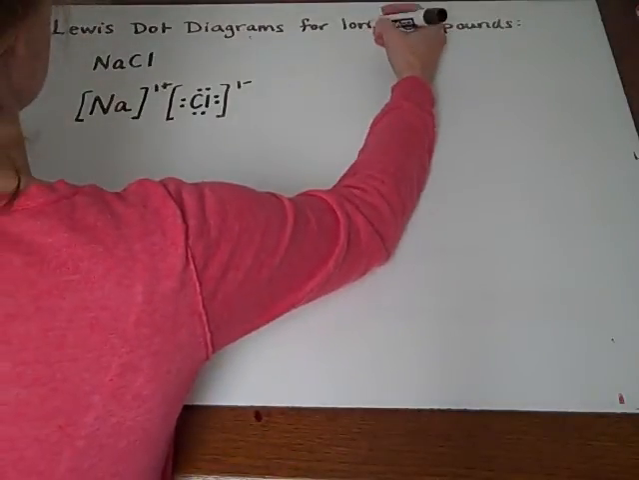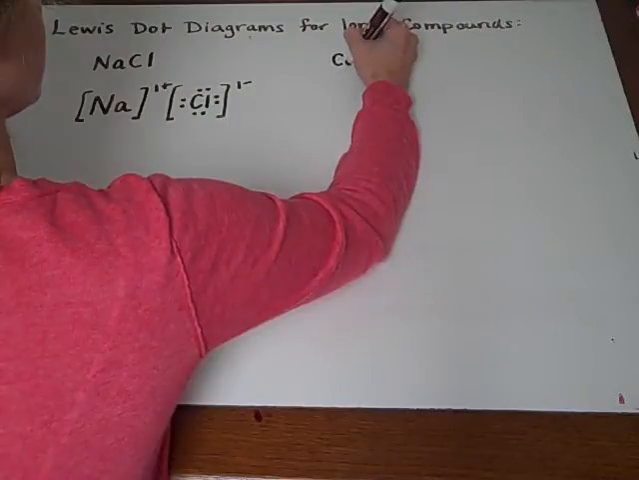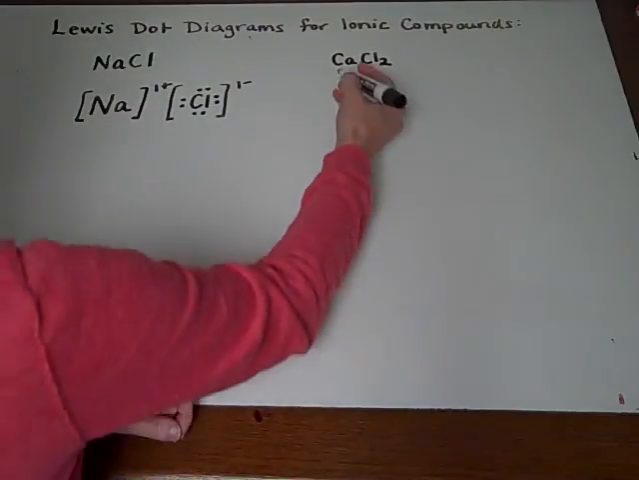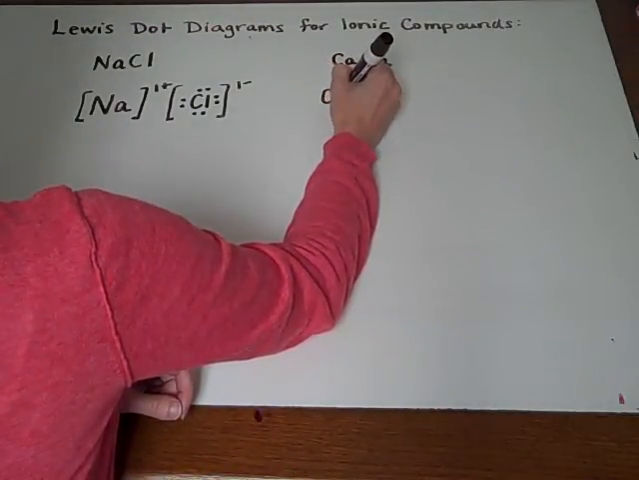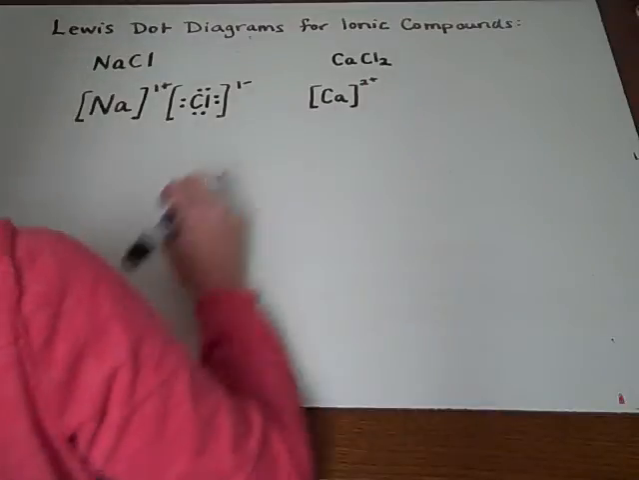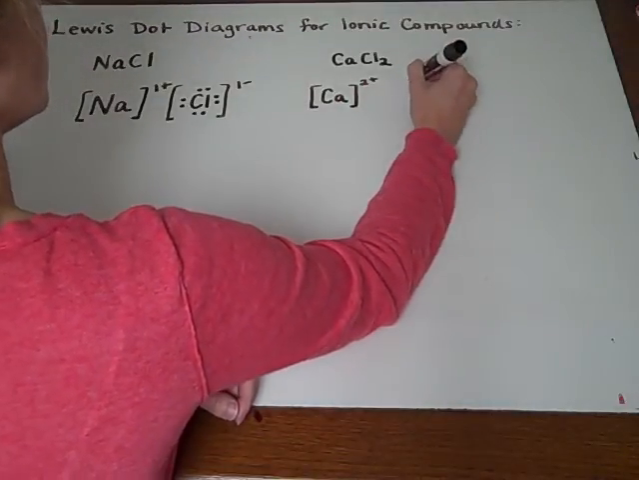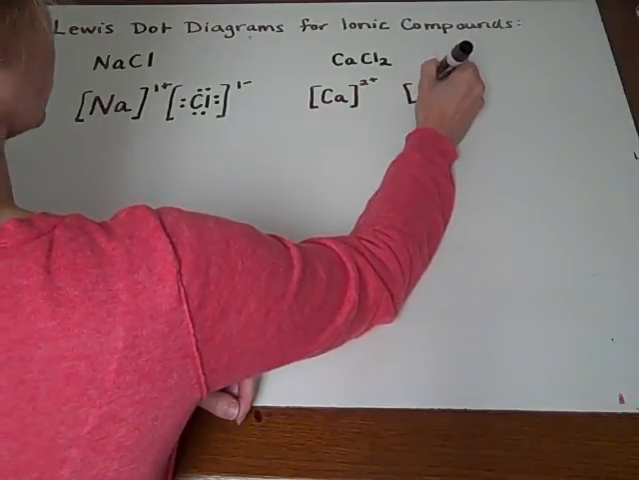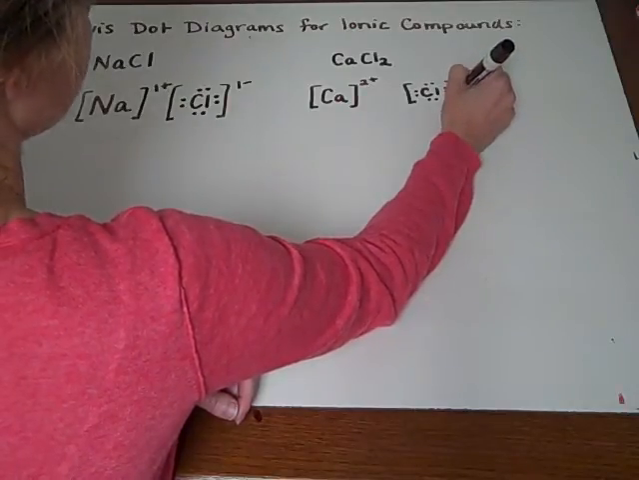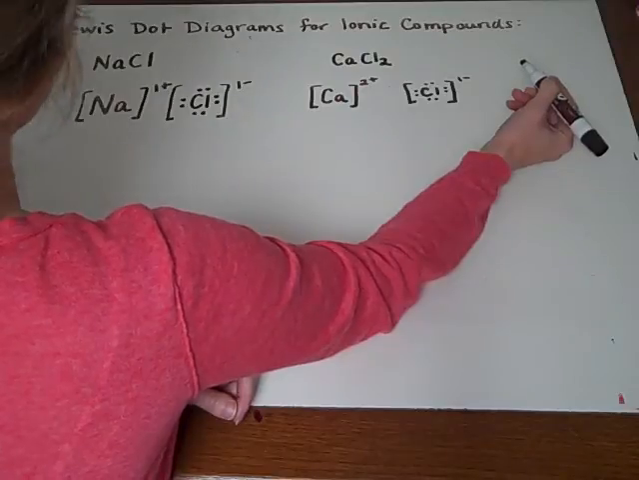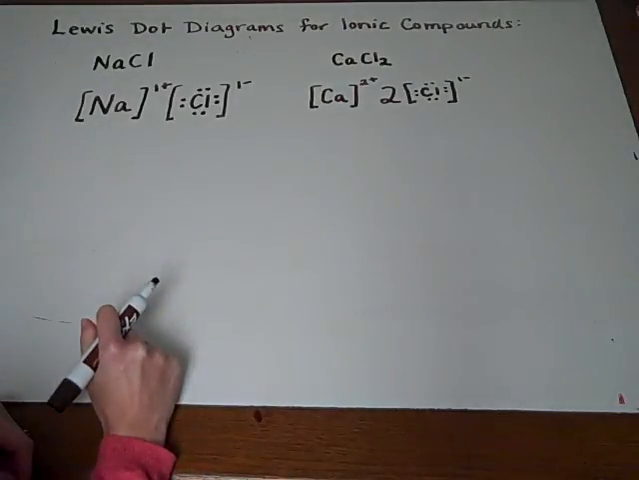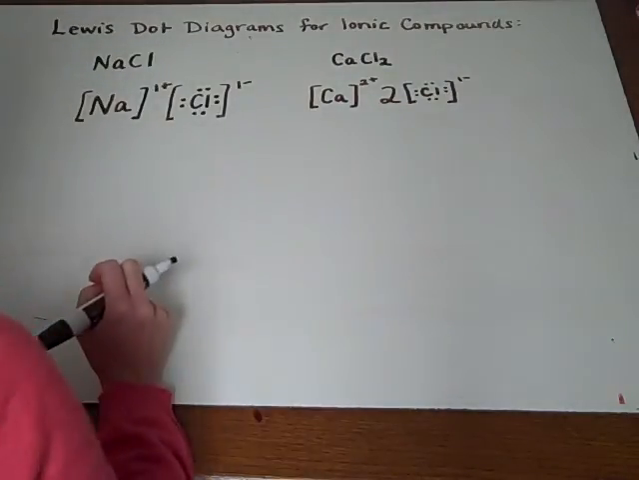Now let's look at CaCl2. What do I do when I have more than one of the ions? So let's look at this. Ca started with 2 electrons, right? Gave them away. So we put it in brackets. We write that now it's a 2 plus charge, right? Because it's an ionic compound. And we say chlorine started with 7, but it took an electron, right? Each of them took 1 electron to have 8. Put it in brackets and 1 minus. But there's 2 of them with this 1 minus charge, right? So we're going to draw a 2 in front of our brackets. That's how we indicate that we have 2 of these ions.